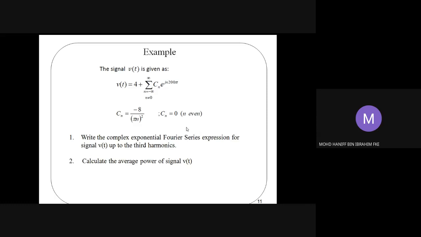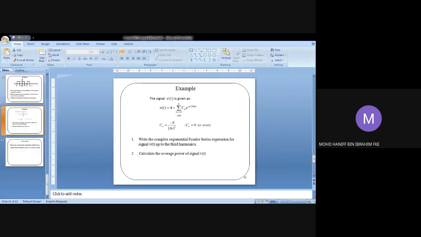Once we have that, we can straight away calculate the average power based on the values of the Cn that we have obtained previously in part 1. Hopefully you understand the flow of calculating the average power. The first thing you have to do is calculate the Fourier coefficients. Only then can you calculate the average power. So let's have a look at the solutions for this example. I think you have ideas in your mind, but never mind, I will just proceed with the solutions.